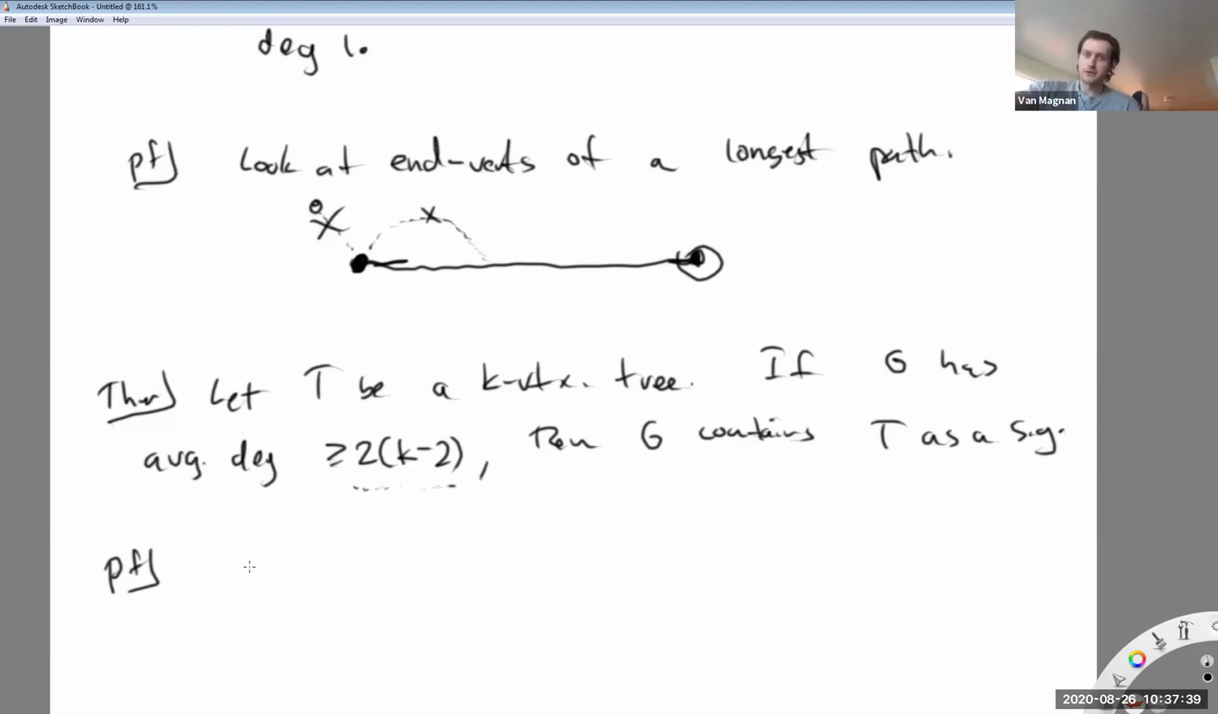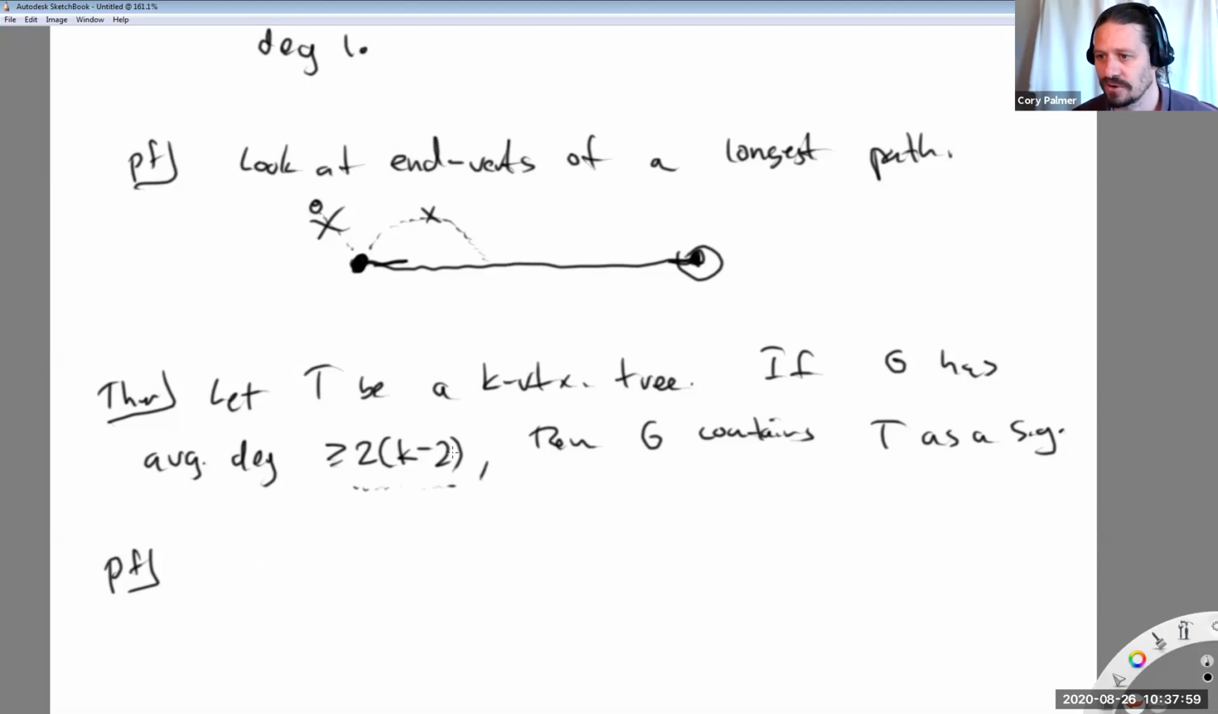A path, which is a tree. Okay, so that's true. We can build up a path off of minimum degree, right? But a path is a particular tree. I'm not claiming I can find a tree of k vertices, I can find all of them simultaneously. So that would find us the path, but I want to find all the others as well.